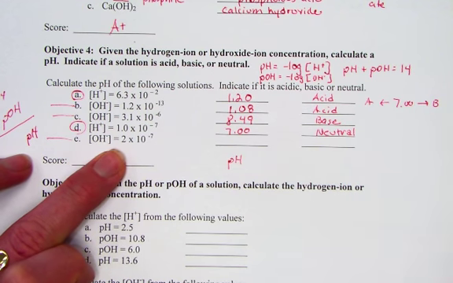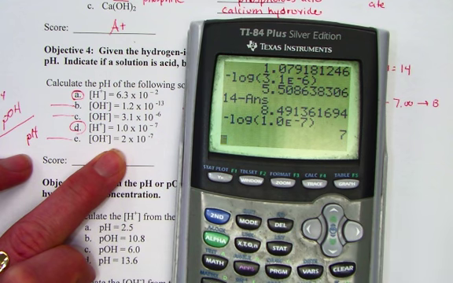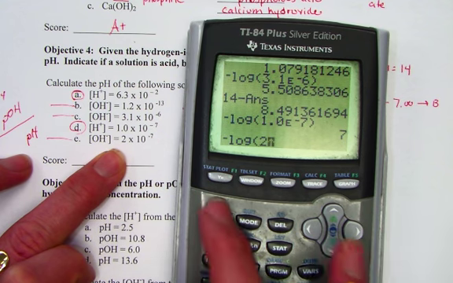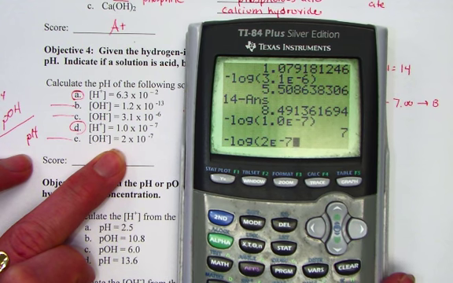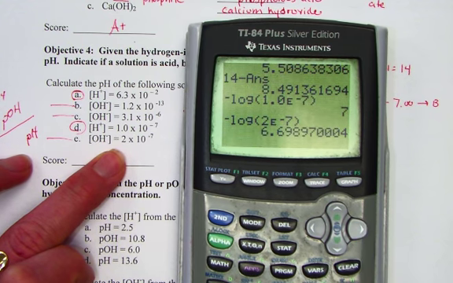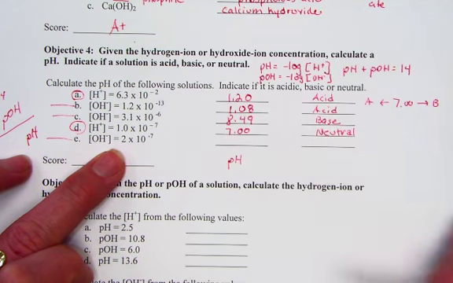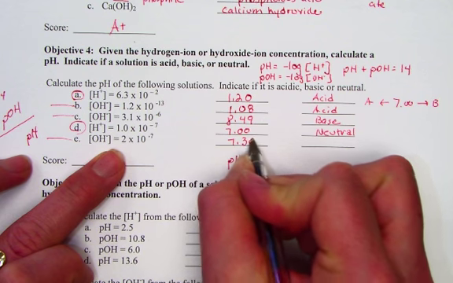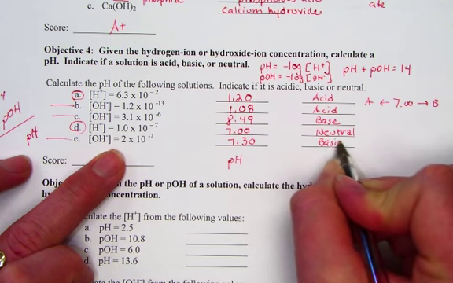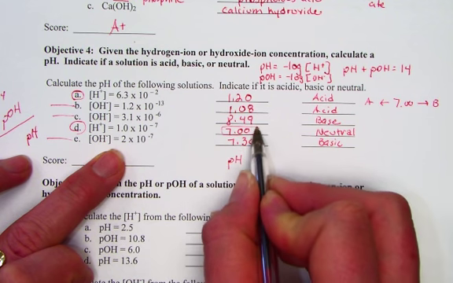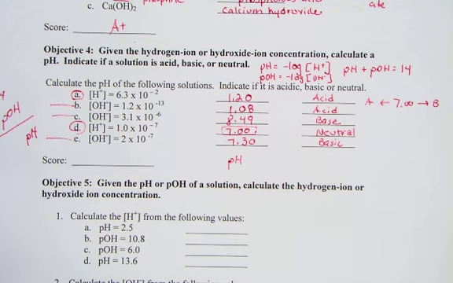Letter E gives us hydroxide ion. So when we hit the negative log of 2 times 10 to the negative 7th, we get a pOH. If the pOH is given as 6.698, 6.70, I will take 14 minus that answer to turn the pOH back into a pH. And this, my screen was saying 7.30, which is slightly basic. The only time it's exactly neutral is with two decimal places being 7.00. There is an A+ for Objective 4.